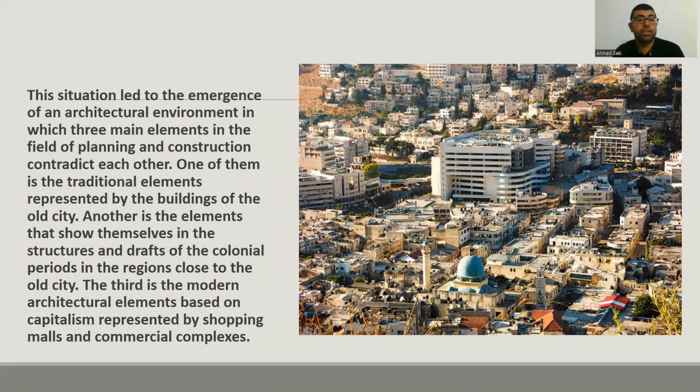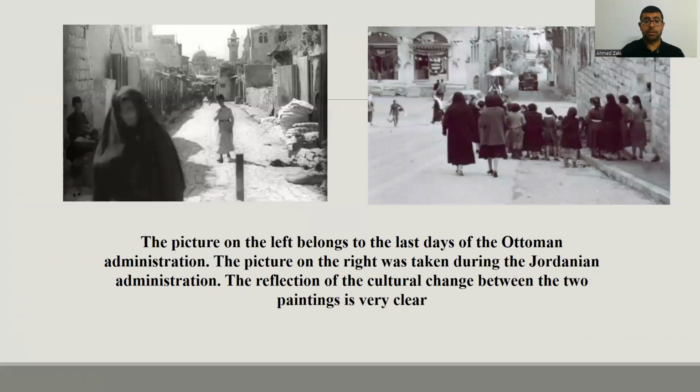This situation led to the emergence of an architectural environment in which three main elements in the field of planning and construction contradict each other. One of them is the traditional element presented by the buildings of the old city. Another is the elements that show themselves in the structure and design of the colonial periods in the region close to the old city. The third is the modern architectural image based on capitalism, represented by shopping malls and commercial complexes. These were very huge buildings that didn't respect the old city buildings.